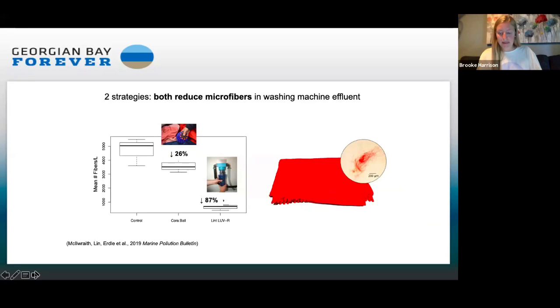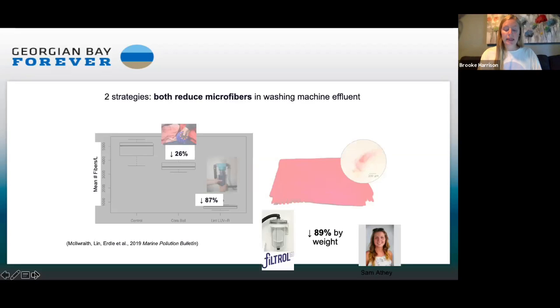So how effective can these devices be at mitigating fibers from the wash? The study was published just last year, and here are the results. This is the mean number of fibers per liter of washing machine effluent. Without either device, we found an average of 5,000 microfibers per liter. Both devices did decrease the amount of microfibers being released. The Cora Ball, the in-wash filter, showed a reduction of about 26%, and the effluent filter, the external filter, had about 87% reduction. So this shows that the filters, when added to the machines, do decrease the microfibers before they go to the wastewater treatment plants. Additionally, after this, we tested the Filtrol, which is another filter, and that reduced microfibers by about 89%.